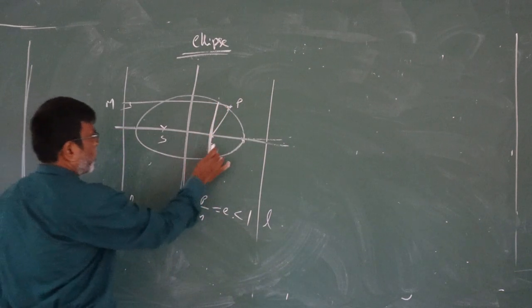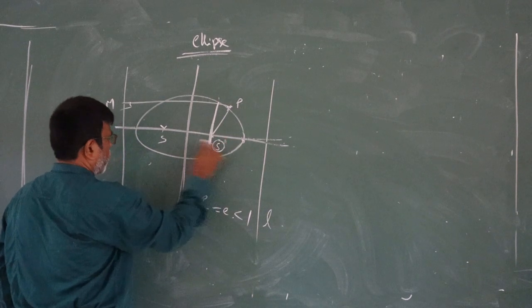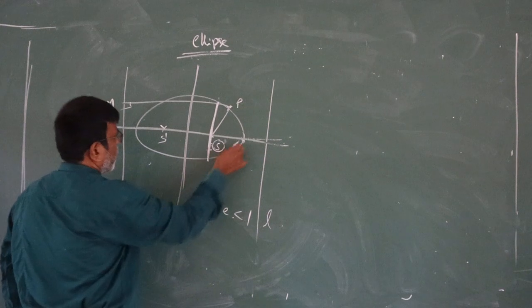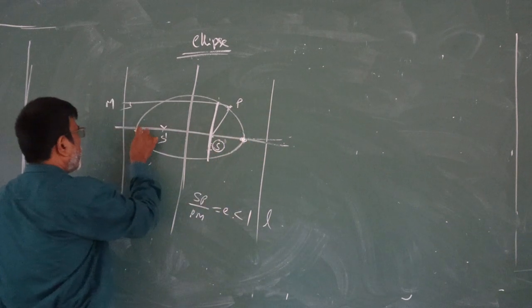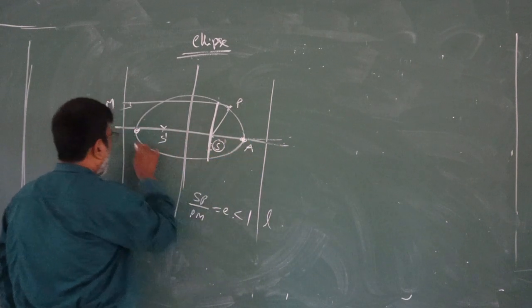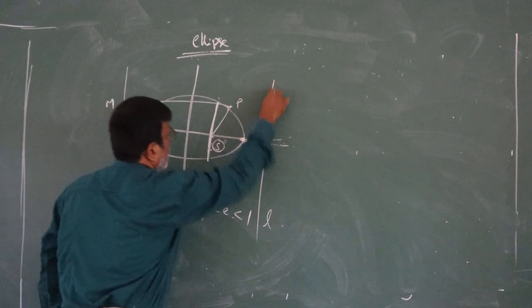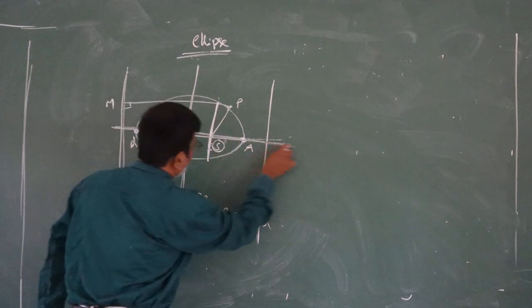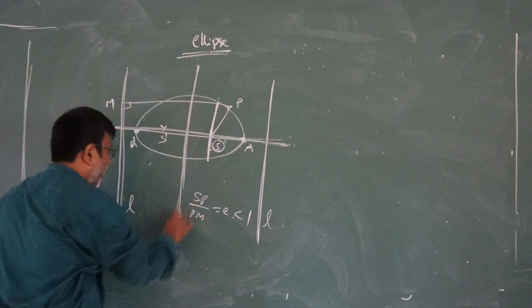This is one focus, this is another focus. This is the latus rectum. A and A dash are the vertices of the ellipse. These are the equations of directrices. This is the major axis, and this is the minor axis.